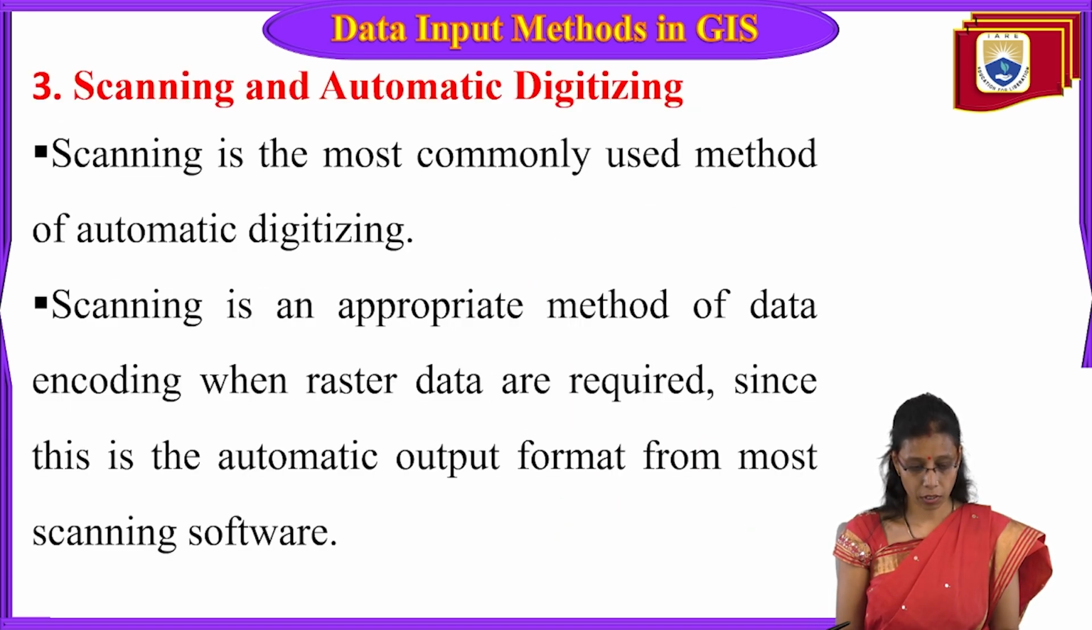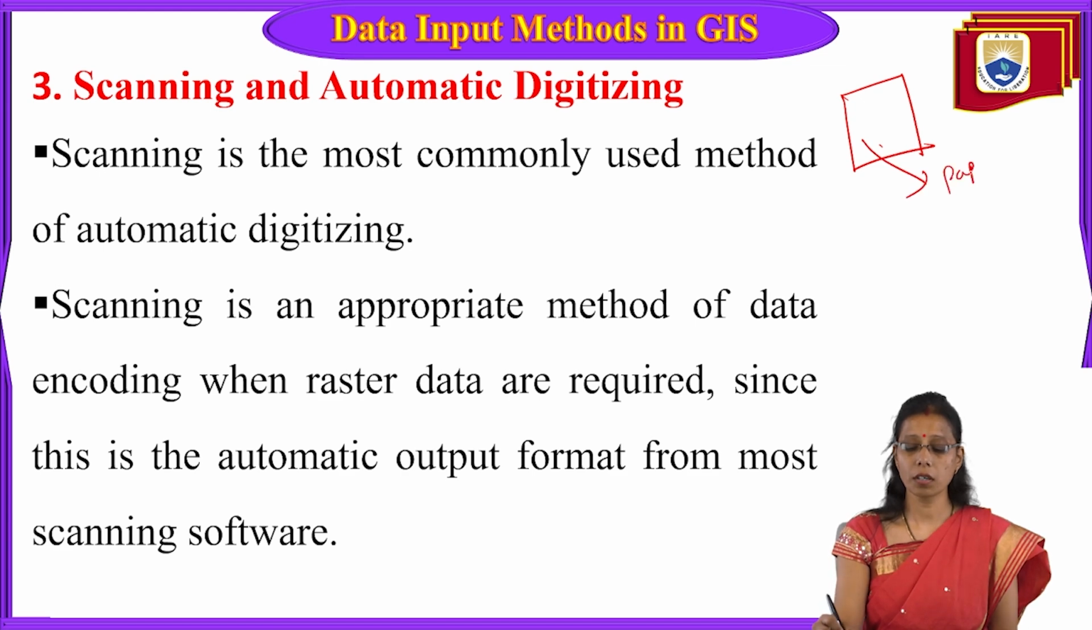Now, if you talk about scanning and automatic digitizing, what is scanning and automatic digitizing? This is the most common method we use for the automatic digitizing process. For example, you have a paper map. This is your paper map, and it is also known as an analog map.